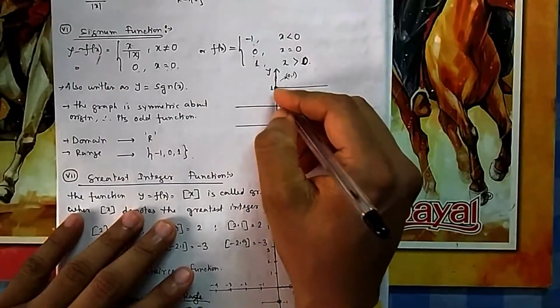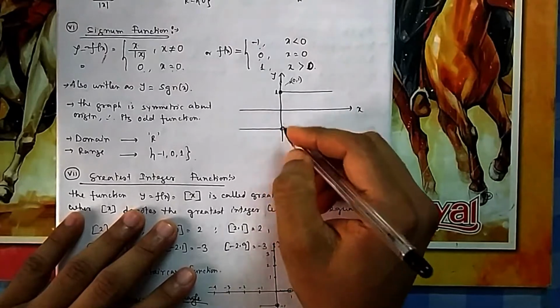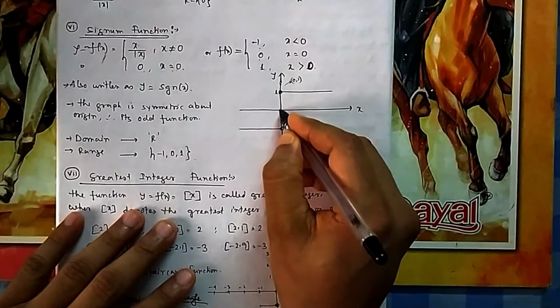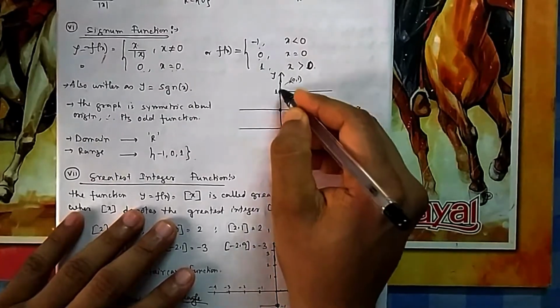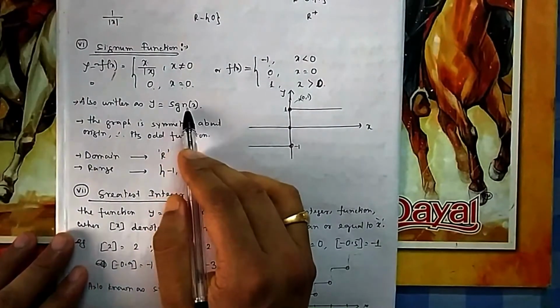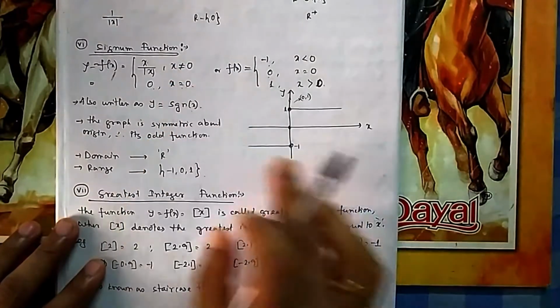You have to remember this graph. This circle, again I am saying, doesn't include these points. So these points and these points are not included, but this point is included. So you have to remember. This one I am darkening, and the hollow circle means these points are not included. This is also written as sgn, short form, signum of x. This also means this function. So you have to remember all these graphs.